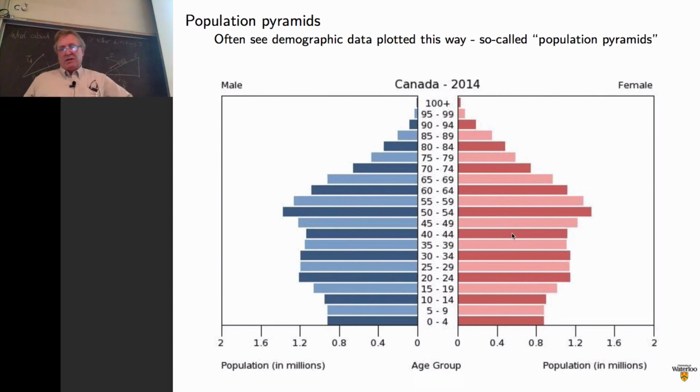There might be more females in some categories than others. Certainly on the top end, you see more females because women live longer than men. At the bottom, you'd expect to see roughly the same. Looks like there are slightly more boys than girls here, right? Looking at point 8, this one a little bit farther away. So that's called a population pyramid. Yeah?